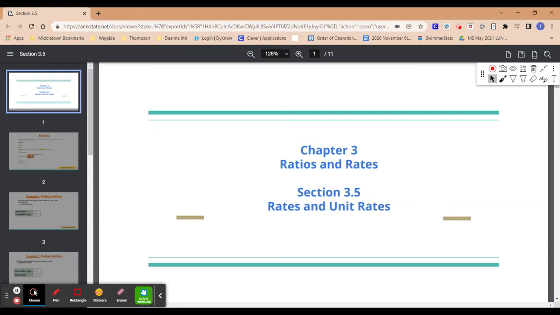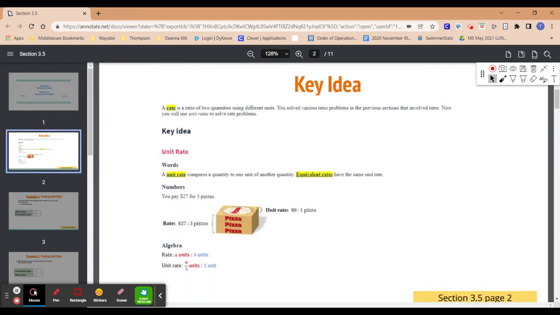Hi everyone, we're going to be doing section 3.5 today, rates and unit rates. So we're going to go right to slide 2, which is our key idea. For our key idea, it says a rate is a ratio of two quantities using different units. You solved various ratio problems in the previous sections that involved rates. Now you will use unit rates to solve rate problems.